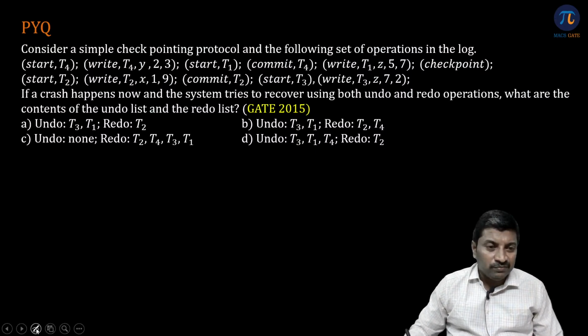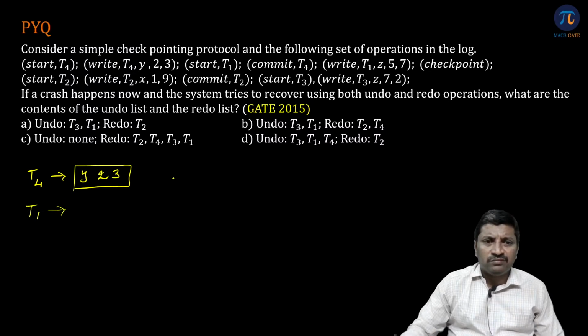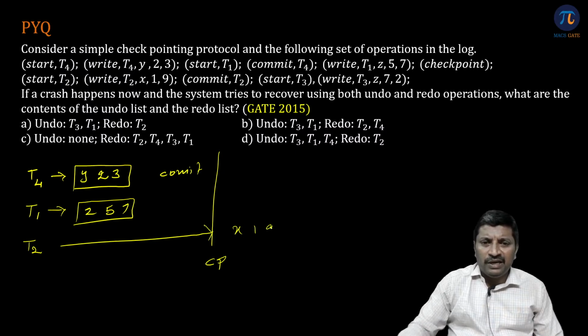Let's go to one more question. So they started T4, wrote T4, Y23, started T1, then committed T4, then T1 wrote Z57, checkpoint. Then it started T2, but T2 started after the checkpoint. It wrote X19, then commit.